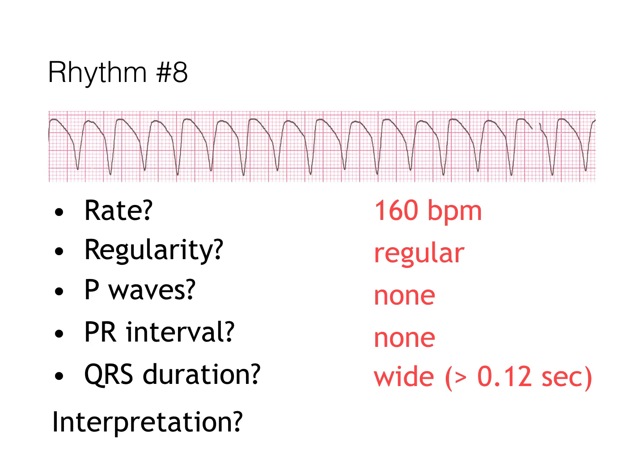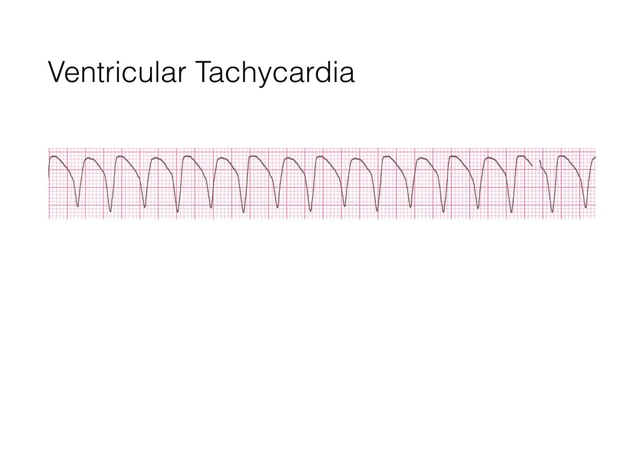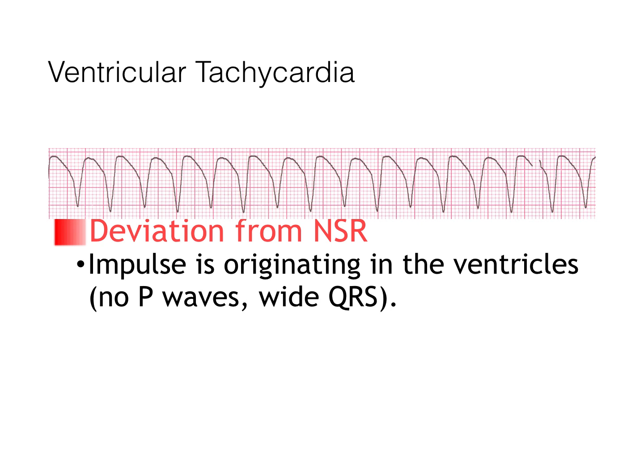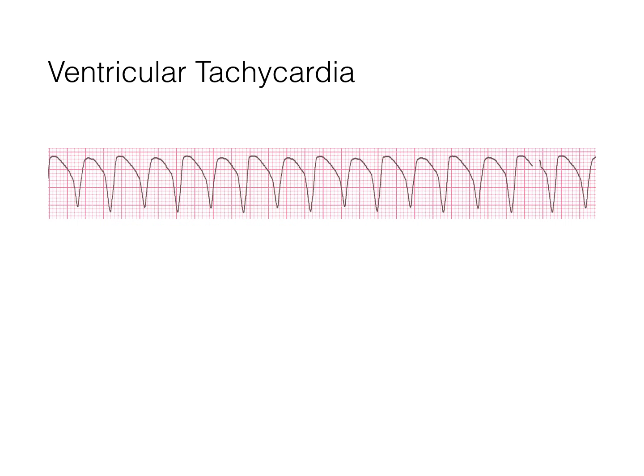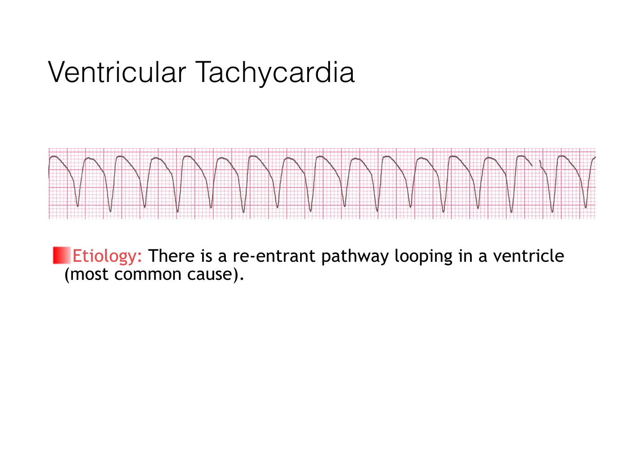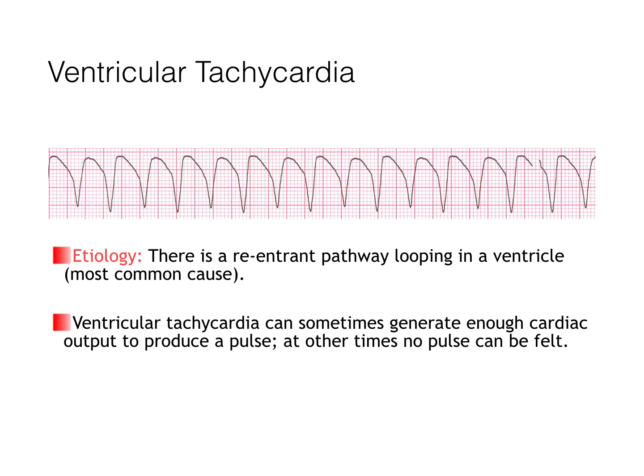What is the interpretation? Ventricular tachycardia. The impulse is originating in the ventricles. That's why there are no P waves and the QRS complex is wide. There is a re-entrant pathway looping in a ventricle. This is the most common cause of ventricular tachycardia. Ventricular tachycardia can sometimes generate enough cardiac output to produce a pulse. At other times, there is no pulse.